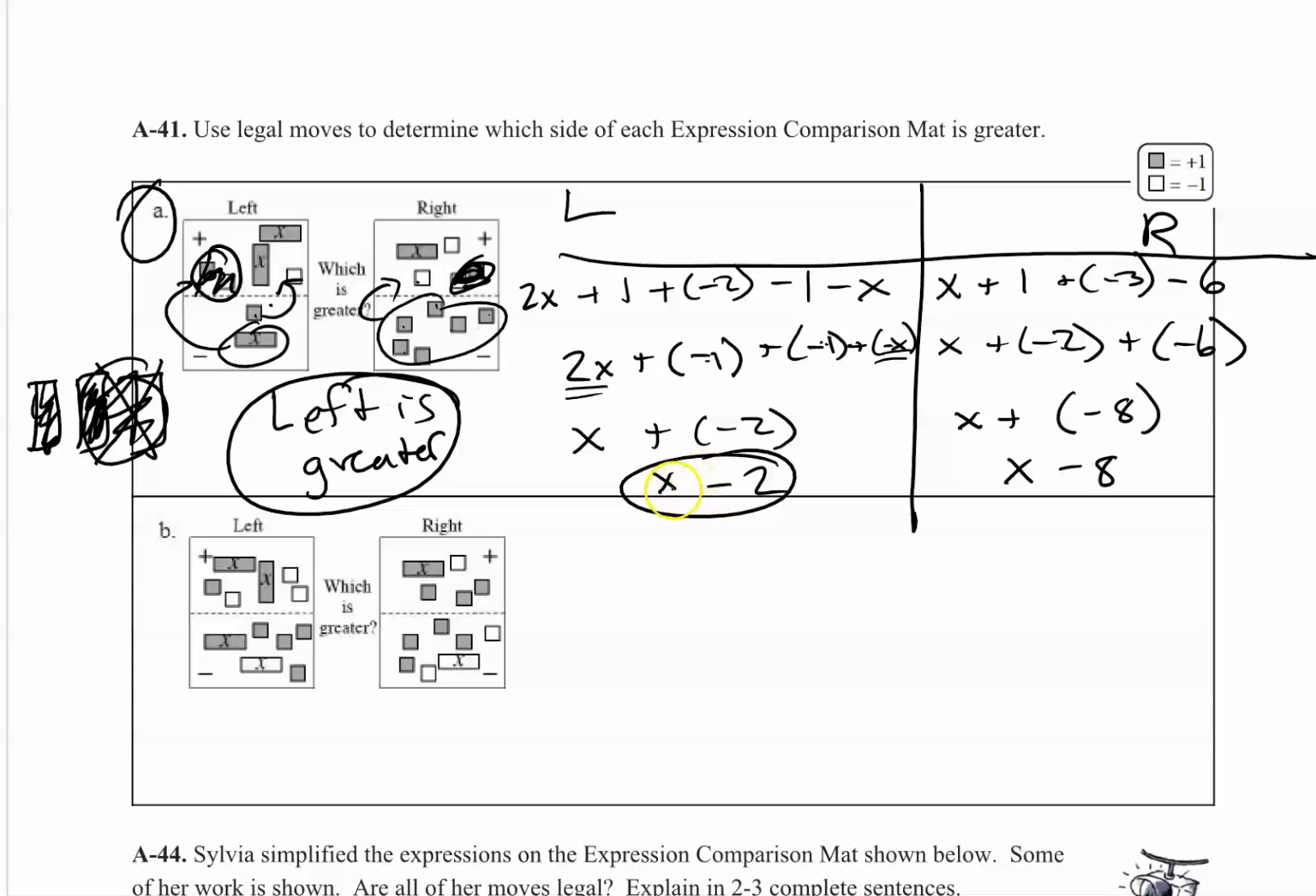Why is that? Well, if you have a number and you subtract 2, that's always bigger than subtracting 8, right? If you subtract 8, you're taking more away from the number, so it's going to get smaller. So this is smaller because you're subtracting more.